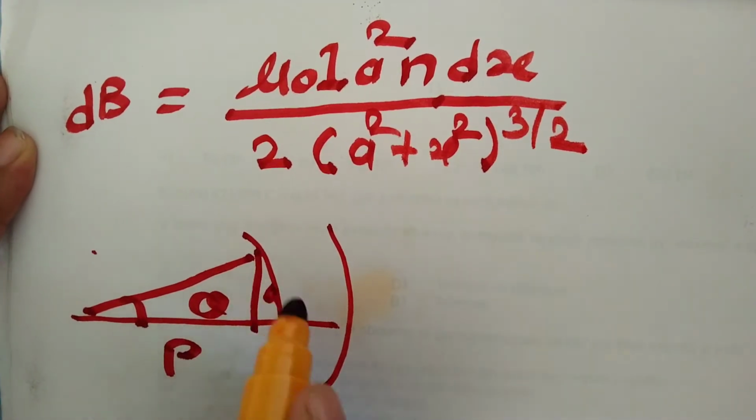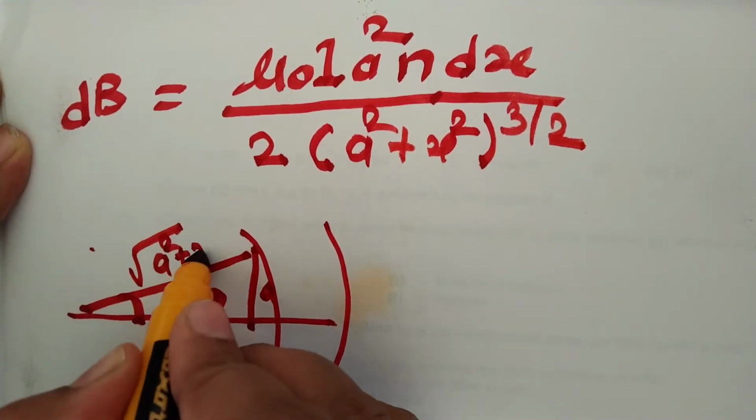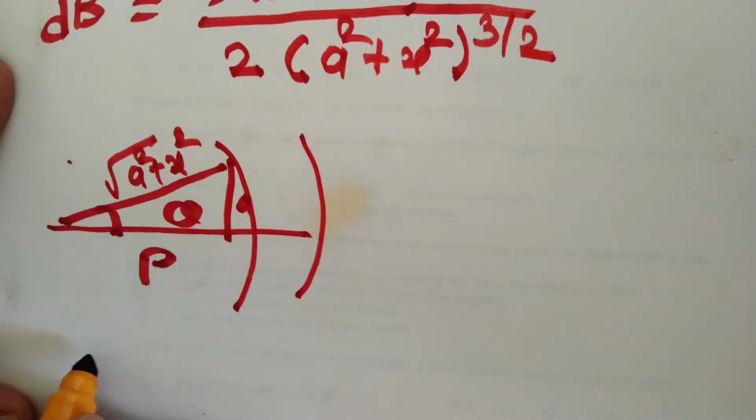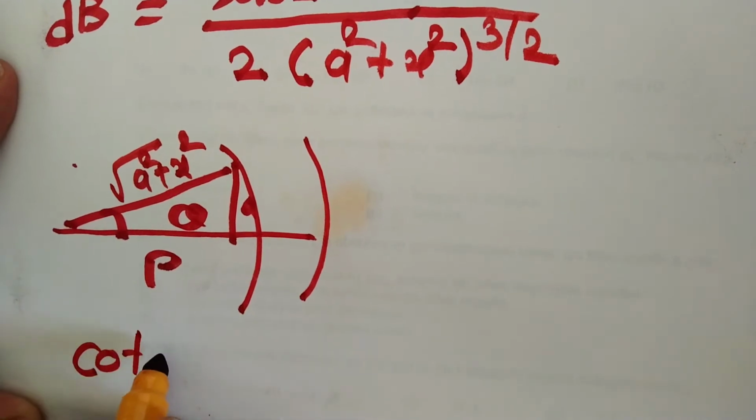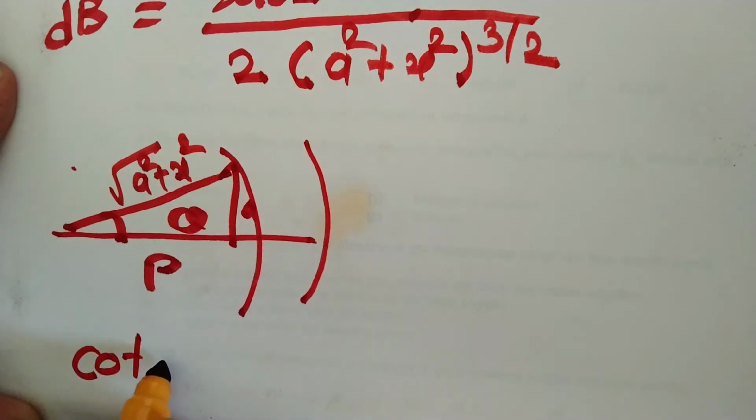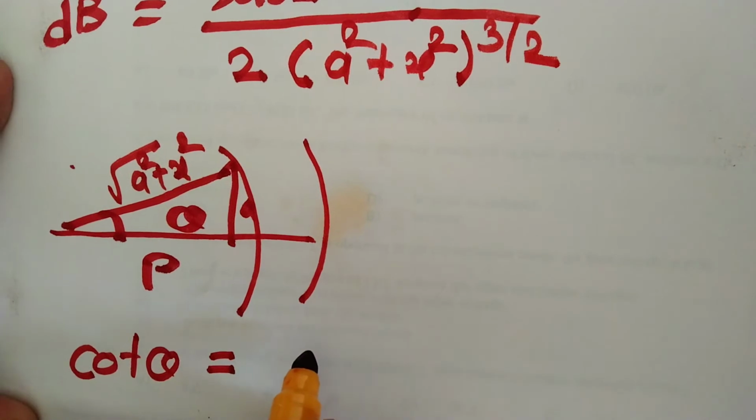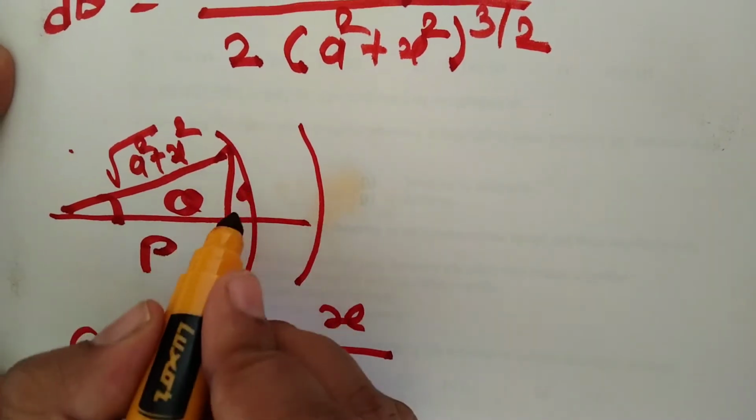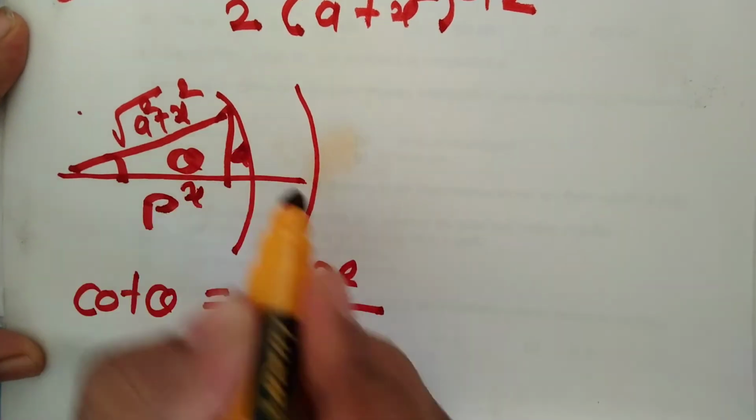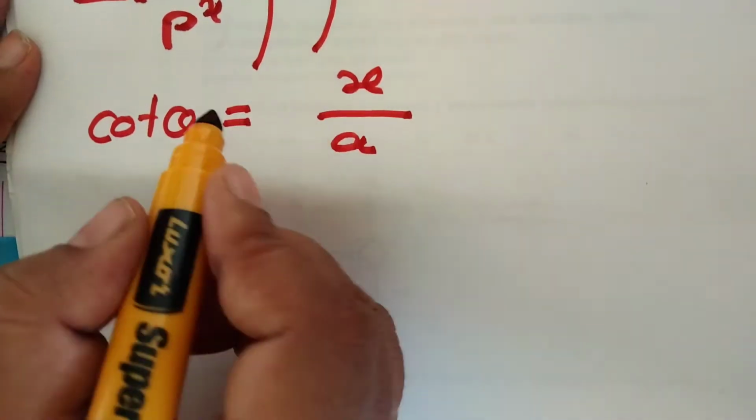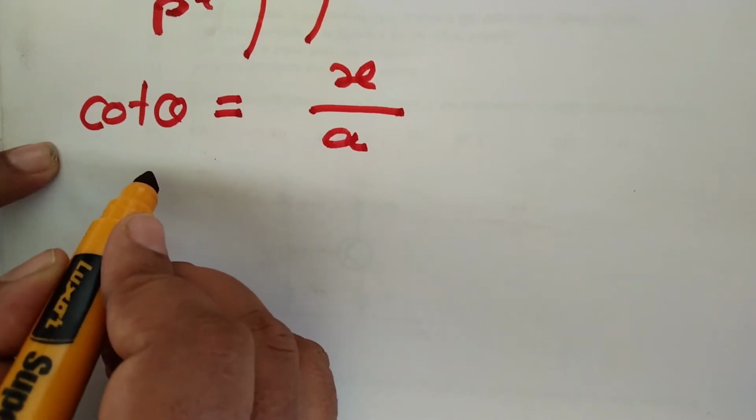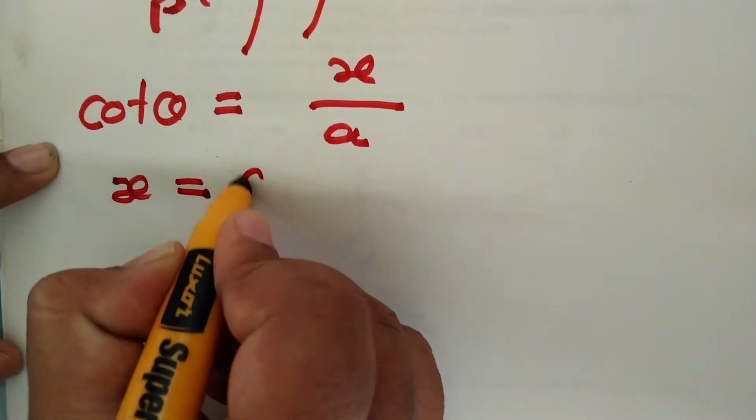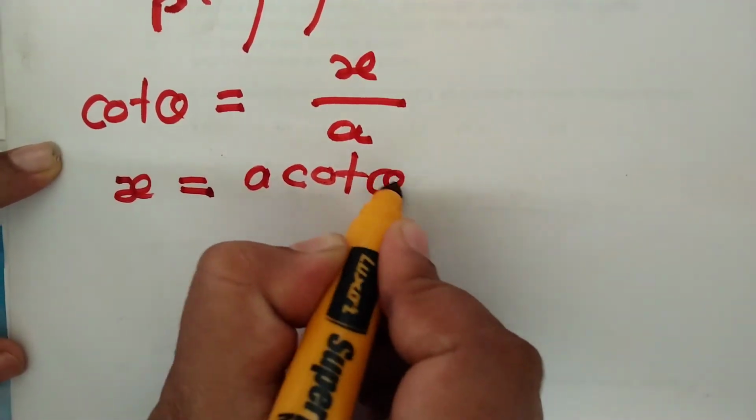This is the a, this will be a square plus x square, then cot theta will be cot theta is equal to x by a. This is the x, this is the a. Then cot theta is equal to x by a. Then x is equal to a cot theta.